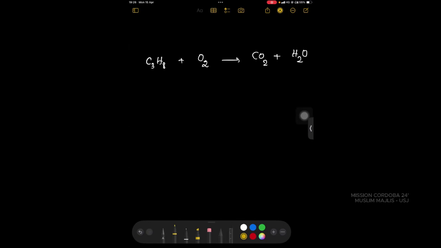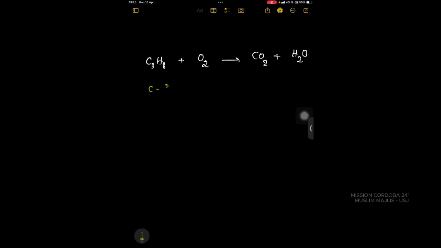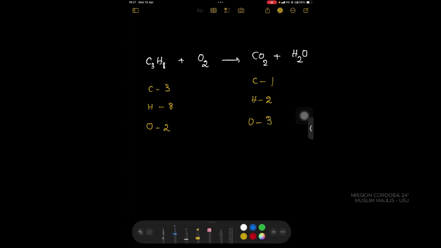Now since you all are at the O-level stage, we will go through atoms. So on the left-hand side, the number of carbon atoms is 3, the number of hydrogen atoms is 8, and the number of oxygen atoms is 2. On the right-hand side, carbon is 1, hydrogen is 2, and oxygen is 2 from carbon dioxide and 1 from water, so you get 3. Right. Now we will balance one by one.